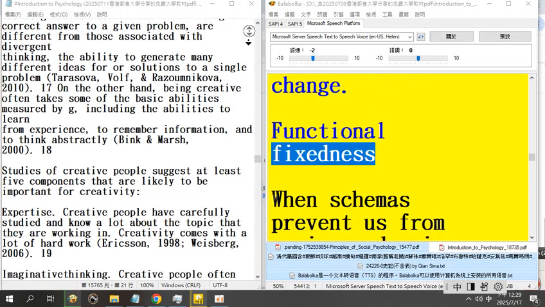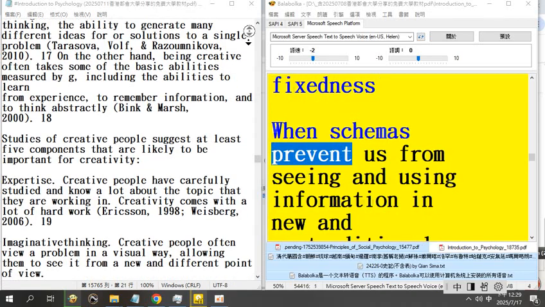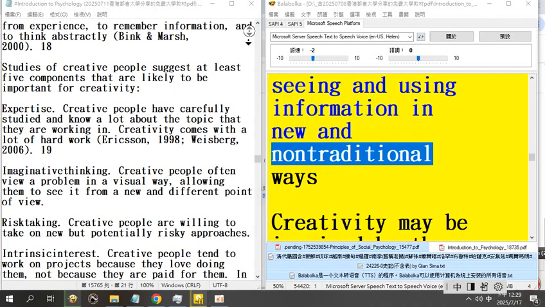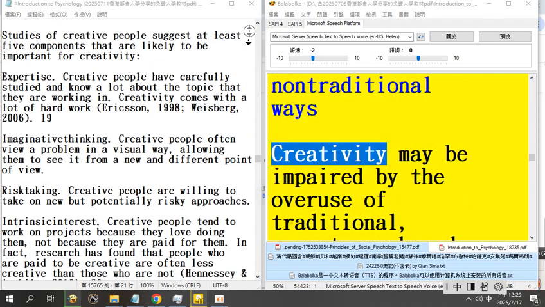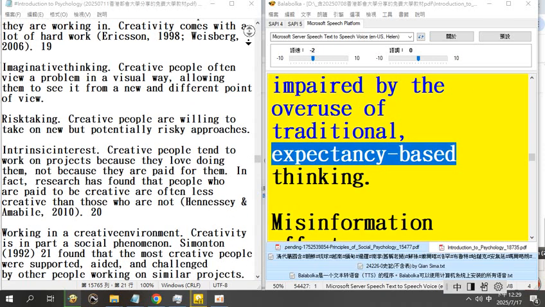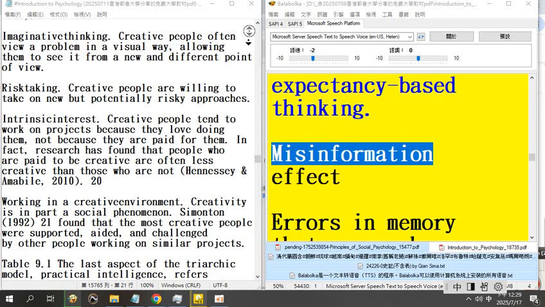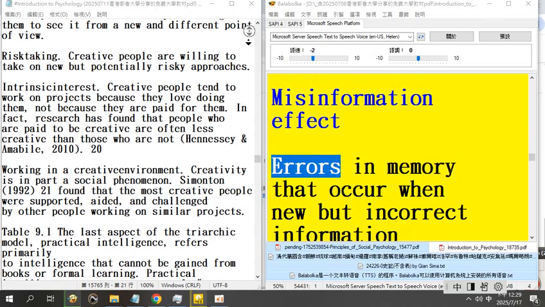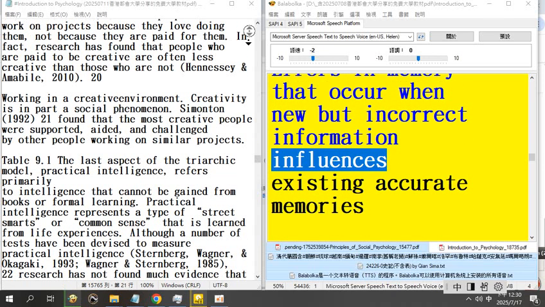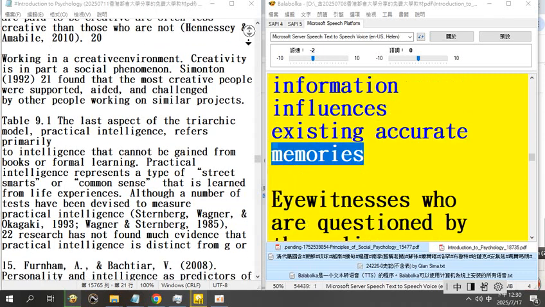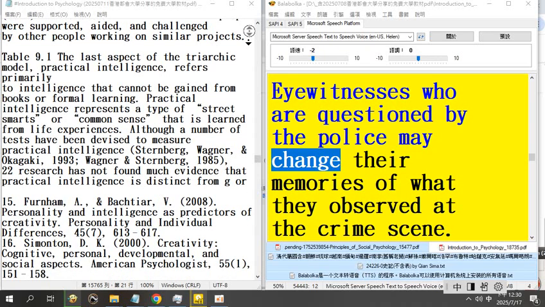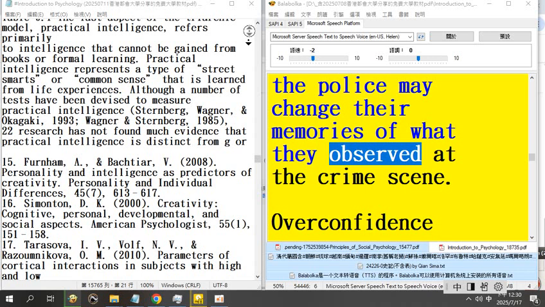Functional fixedness: when schemas prevent us from seeing and using information in new and non-traditional ways. Creativity may be impaired by the overuse of traditional, expectancy-based thinking. Misinformation effect: errors in memory that occur when new but incorrect information influences existing accurate memories. Eyewitnesses who are questioned by the police may change their memories of what they observed at the crime scene.